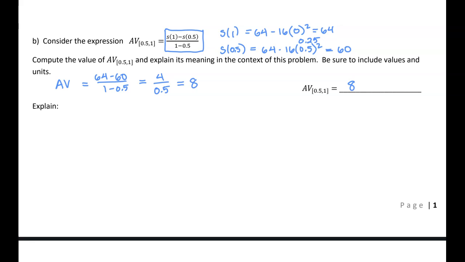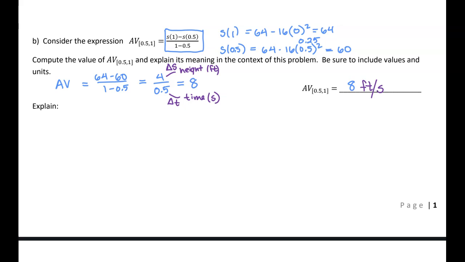So if I'm looking back here, the 64 minus 60, those were s values. So those were heights, and the units on that were feet. And then the 0.5 is the change in time. So here, this is a delta S, if we want to use some of this change in notation, change in S or delta S. This was a delta T, which is time, and that was in seconds. So my units on this should be feet per second, feet divided by seconds.